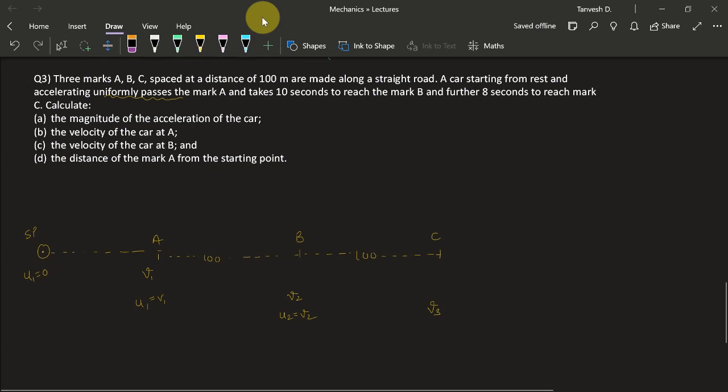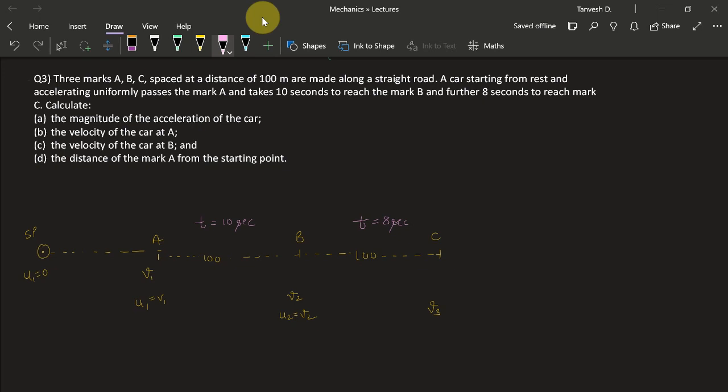What it is saying is that it uniformly passes the mark A and it takes 10 seconds to reach the mark B. So time taken here is 10 seconds from A to B, and from B to C the time taken is 8 seconds.